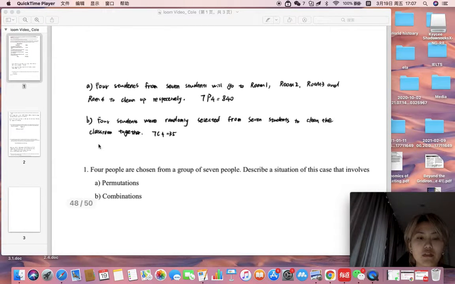And the second answer is: four students were randomly selected from seven students to clean the classroom together. Because there are seven people, but in this case it is a combination, which means you only need to choose. You don't need to order. So the answer is 7C4, which is equal to 35.